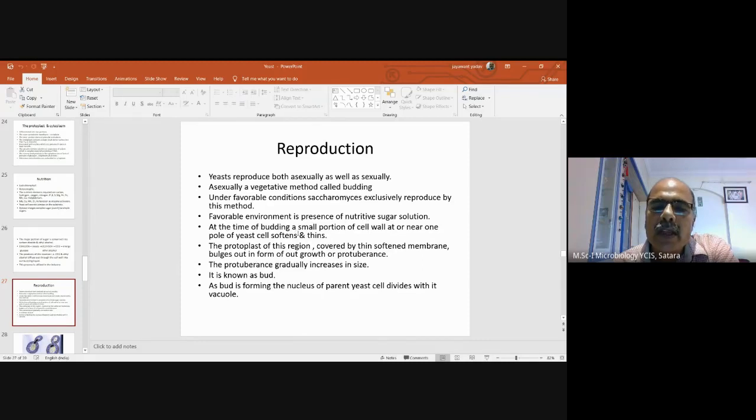At the time of budding, a small portion of the cell wall at or near one pole of each cell softens and thins. This is the process of budding. The protoplast of this region is covered by a thin softened membrane, and it bulges out in the form of an outgrowth or protuberance.